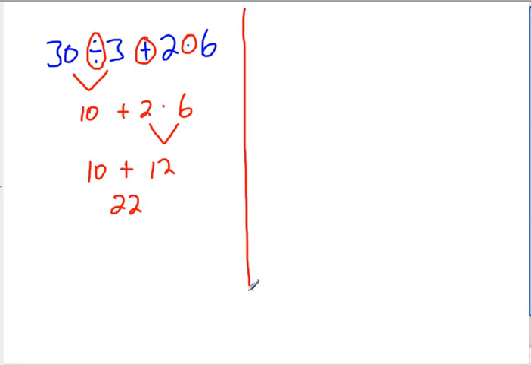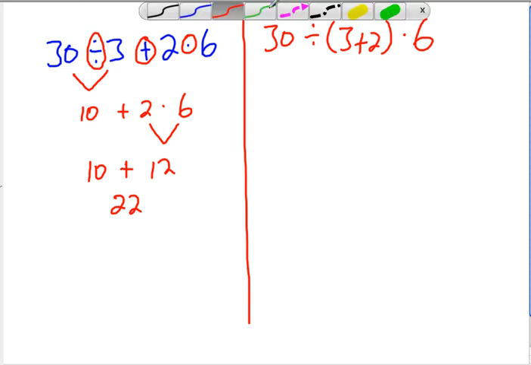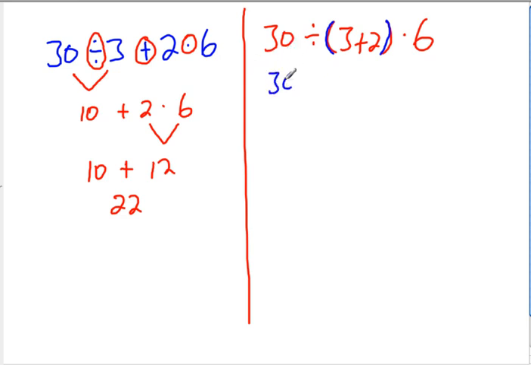Let's try another example. If we have 30 divided by (3 plus 2) times 6, notice the same digits are here. We have a 30 and a 3 and a 2 and a 6. Same operations, but now we have these parentheses here telling us, hey, do this first. So now we have this 30, and we're going to keep that there for a moment. Division we'll keep there. And then this 3 plus 2 we have to do, so that's 5. And then we have this times 6.